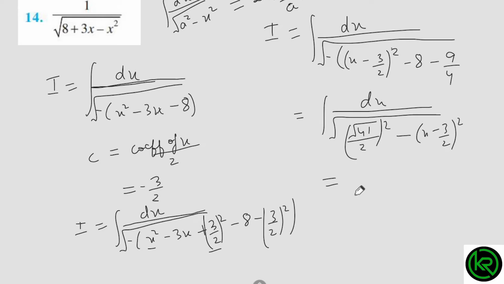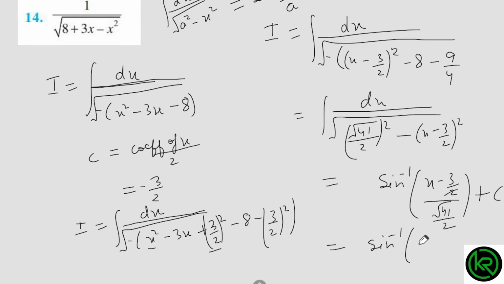So we will get our answer sine inverse x minus 3 by 2 upon root 41 by 2 plus c, and this 2 will go upside and cancel this 2. Okay, so we will get sine inverse (2x minus 3) upon root 41 plus c. This is our final answer.